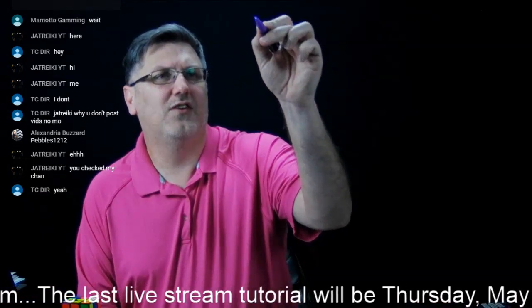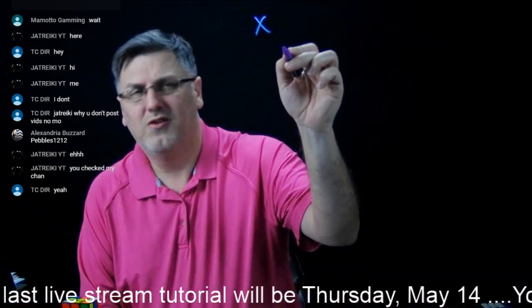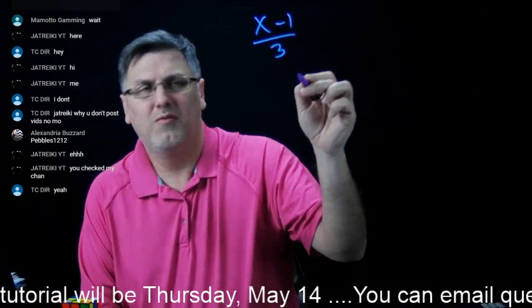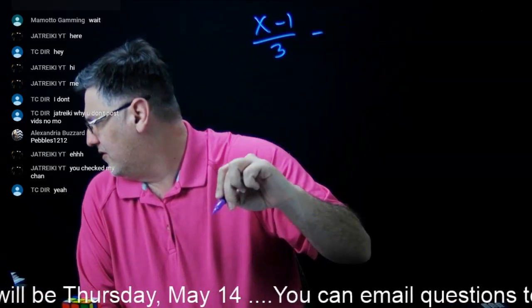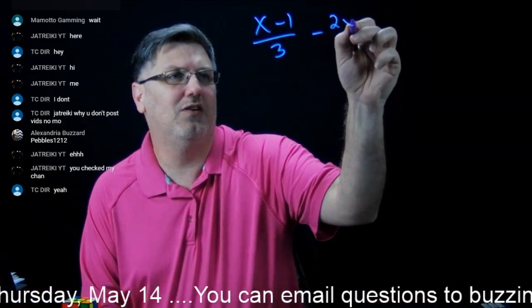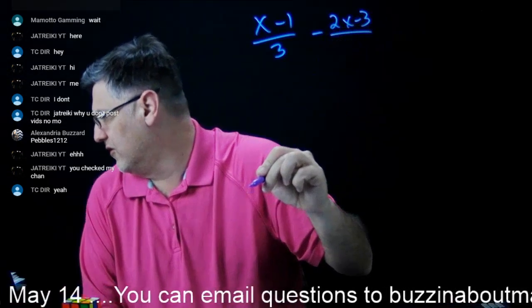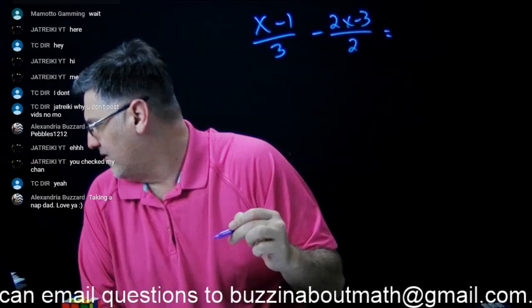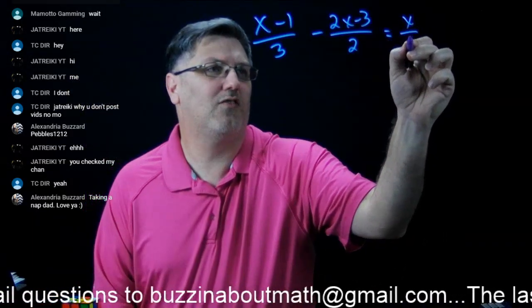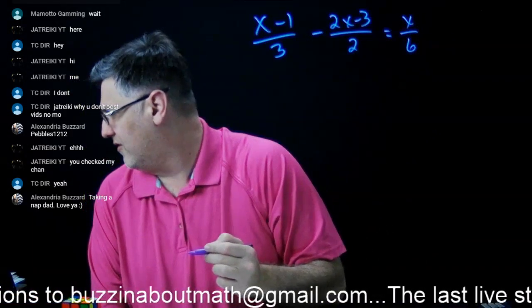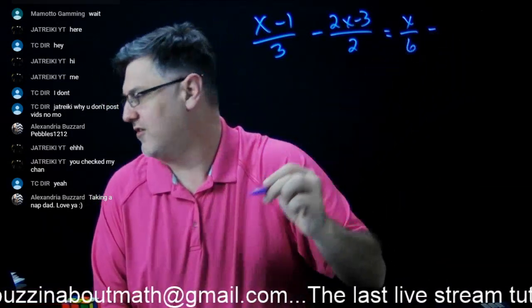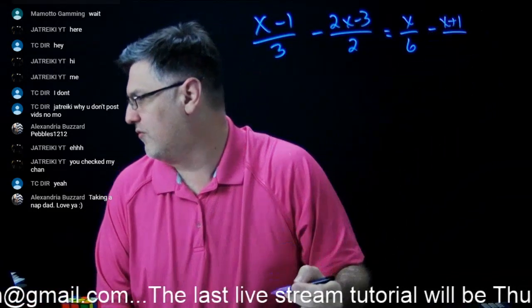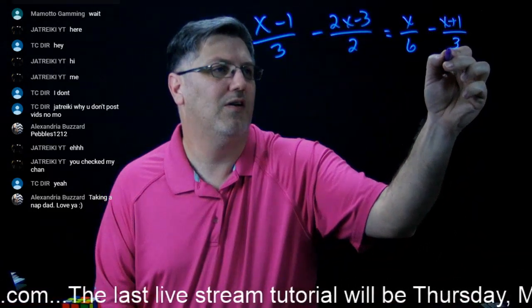We've got x minus 1 over 3 minus 2x minus 3 over 2 equals x over 6 minus x plus 1 over 3. Okay.